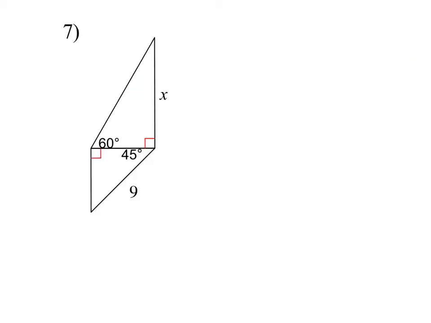Okay, so in this one, I have the hypotenuse of a 45-45-90 degree triangle, and I want to find the longest leg of a 30-60 triangle. So I need to find the leg of this 45-45 degree triangle. Let's name this one A. We know that in a 45-45 degree triangle, the hypotenuse is the leg, A, times the square root of 2. So I'm just solving 9 equals A square root of 2. I'm going to divide by the square root of 2. So A equals 9 over the square root of 2.